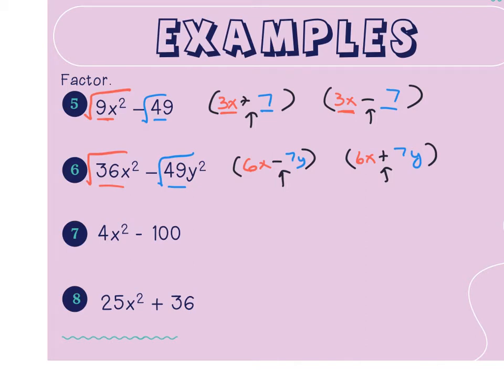Now, before you even begin, you should always look for a greatest common factor. At first glance, you're going to look at this and say, well, 4 is a perfect square, so is 100. If you just square root it, watch what happens. If I just square root the 4, I get 2x and 2x. And again, I could put my plus sign, and then if I square root the 100, I get 10.